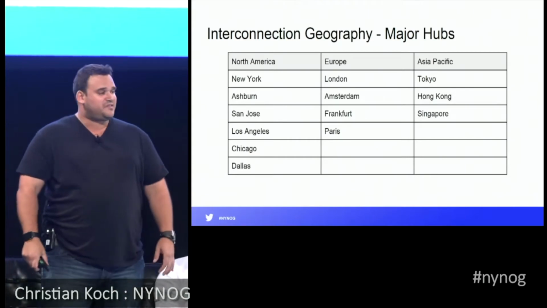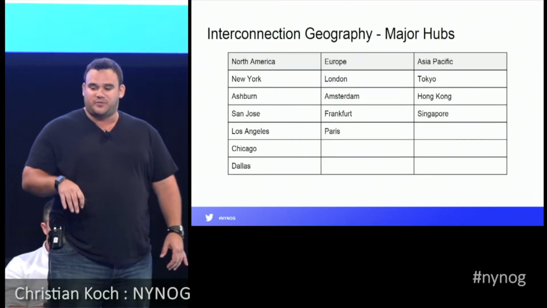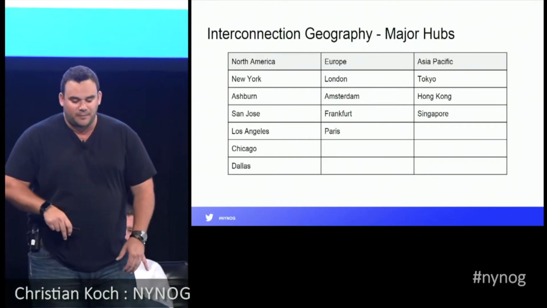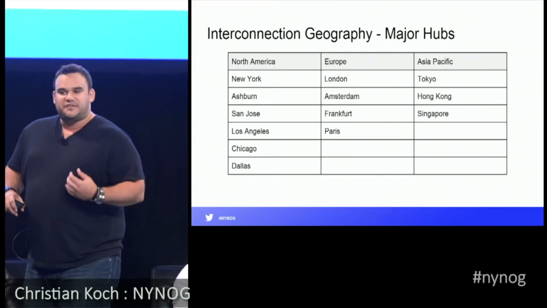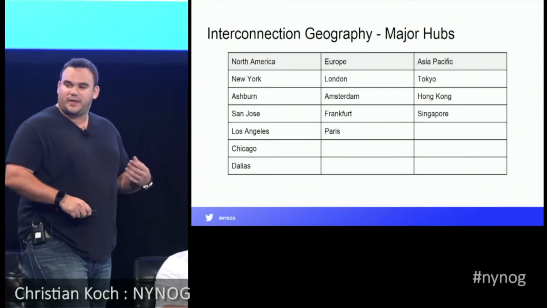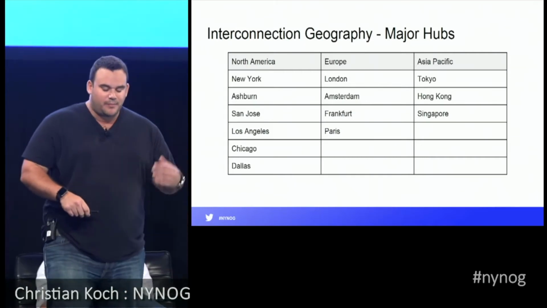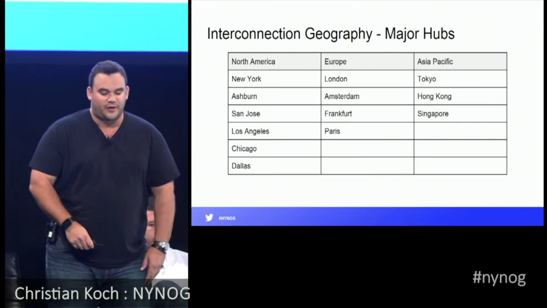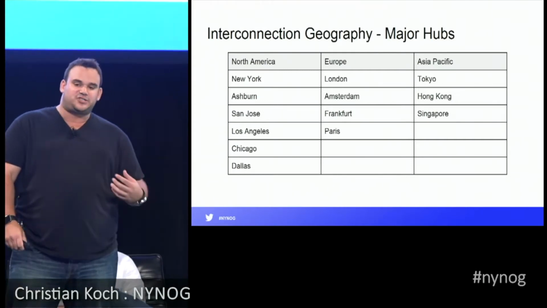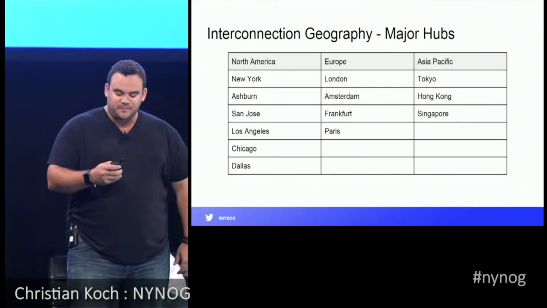Interconnection geography. So this is kind of a glimpse at the major hubs where interconnection happens. Asia Pacific, we're looking at Tokyo, Hong Kong, and Singapore. Europe, we're looking at London, Amsterdam, Frankfurt, Paris, otherwise known as FLAP. In North America, we've got New York, Ashburn, San Jose, Los Angeles, Chicago, and Dallas.